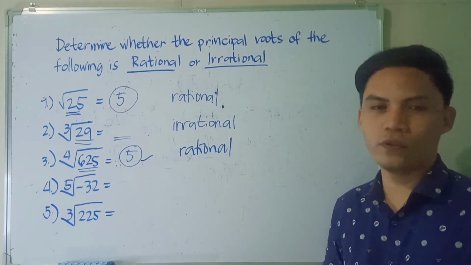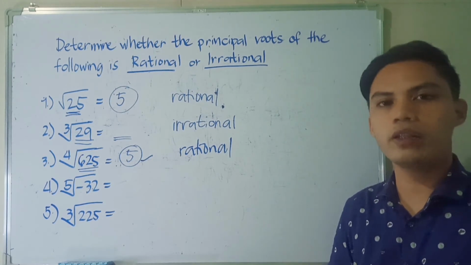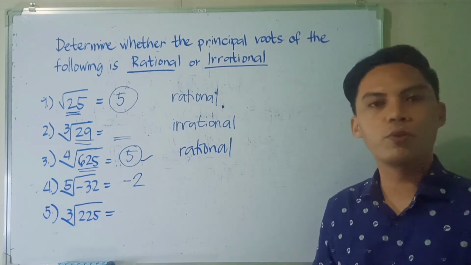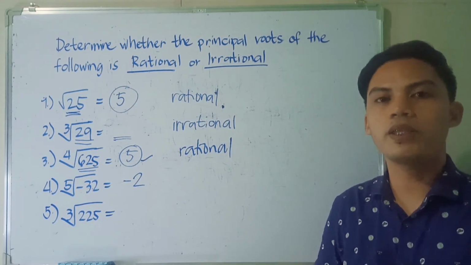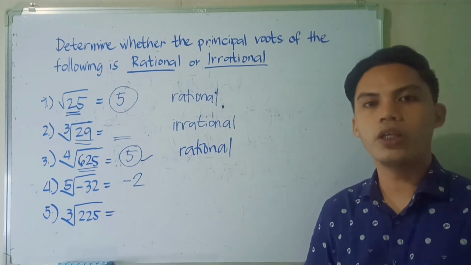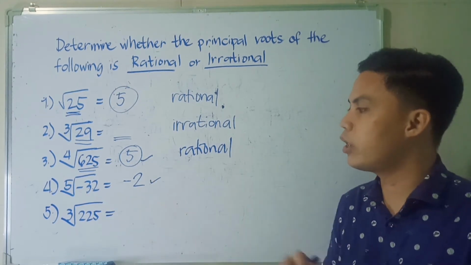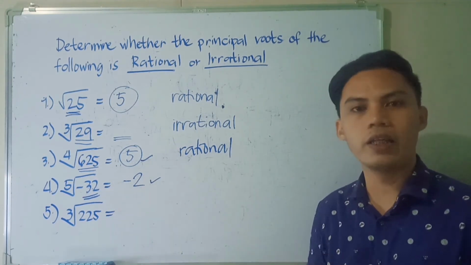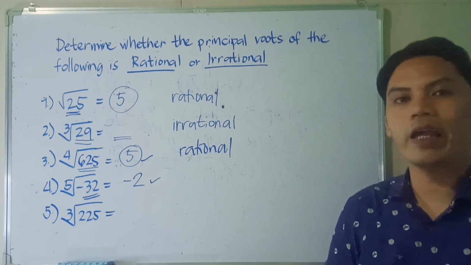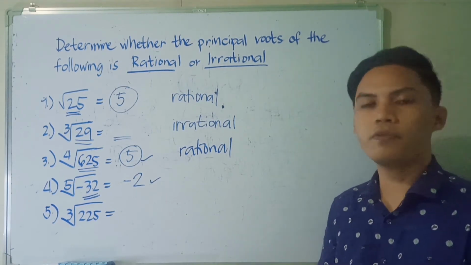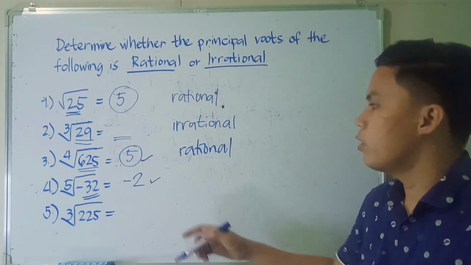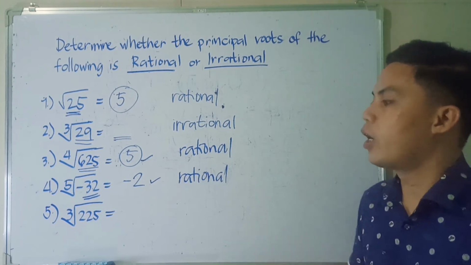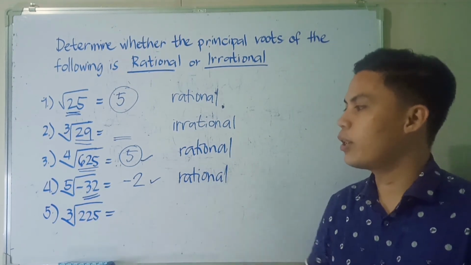Now, how about number 4? We have fifth root of negative 32. So, yung fifth root ng negative 32 is equal to negative 2. Kasi yung negative 2, pag imumultiply natin sa kanyang sarili 5 times, the answer is negative 32. So, since may principal root siya na negative 2, therefore, we can say that negative 32 or yung radicand na negative 32 is a perfect nth power. Okay? Is a perfect fifth power. Okay? So, our principal root is rational.